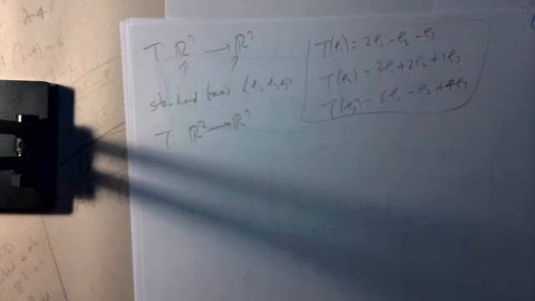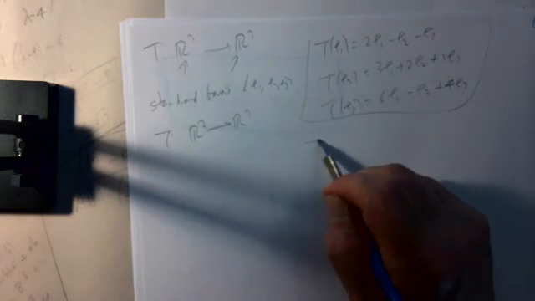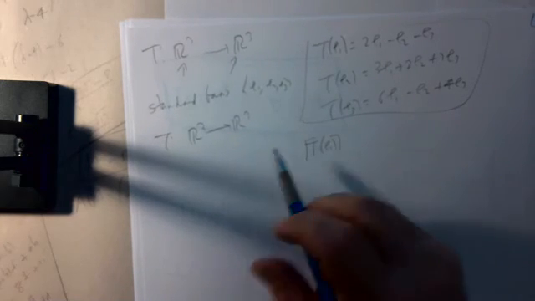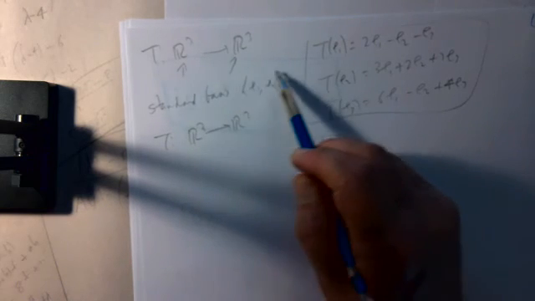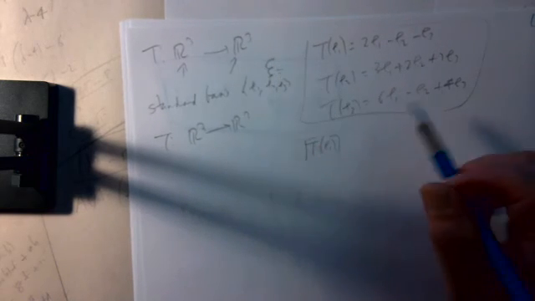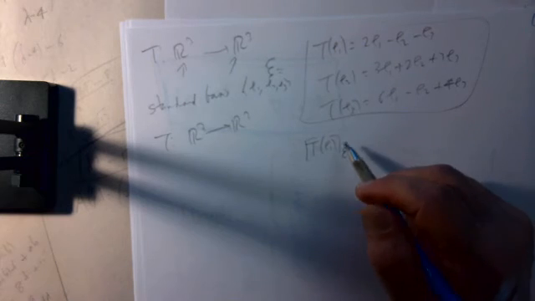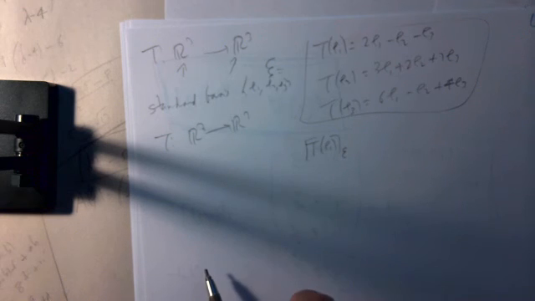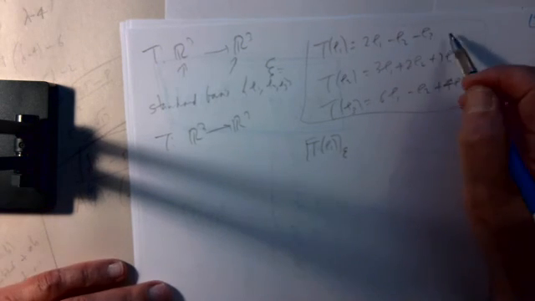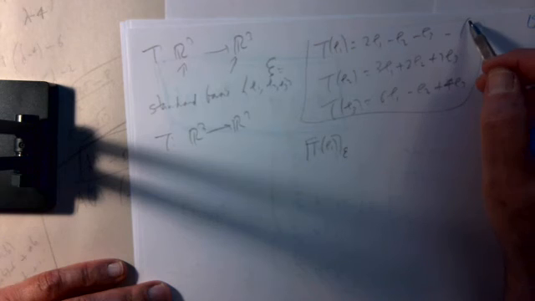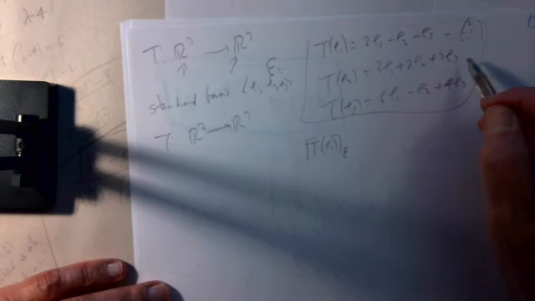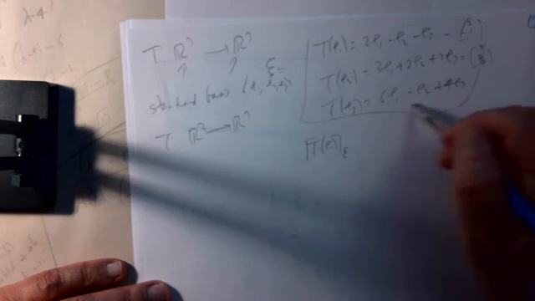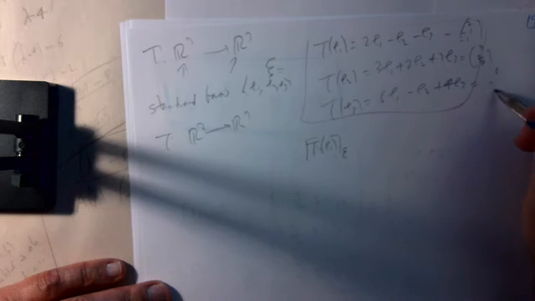And so let me call the standard basis script E. So the coordinate vector for T of E1 is what? Well, this is the vector 2, minus 1, minus 1. This is the vector 3, 2, 7. This is the vector 6, minus 1, 4.